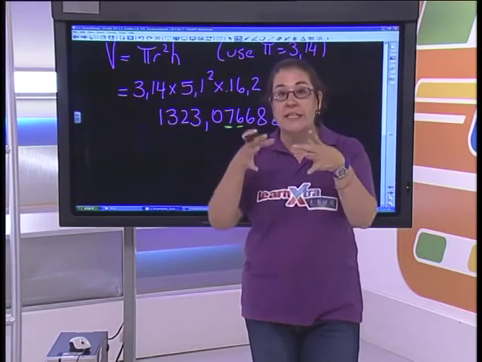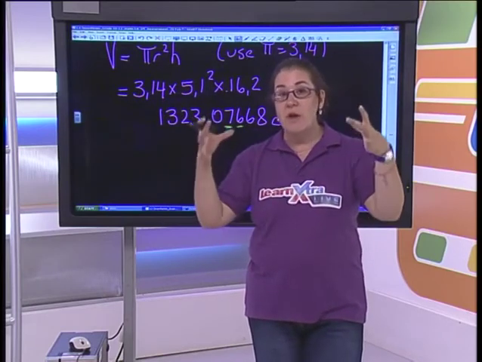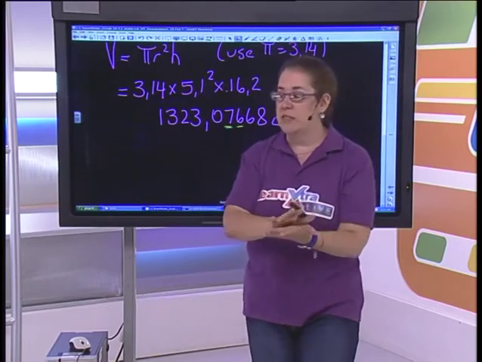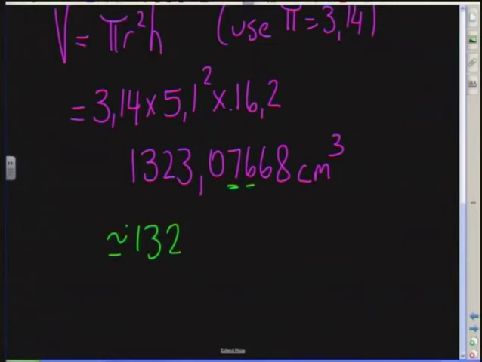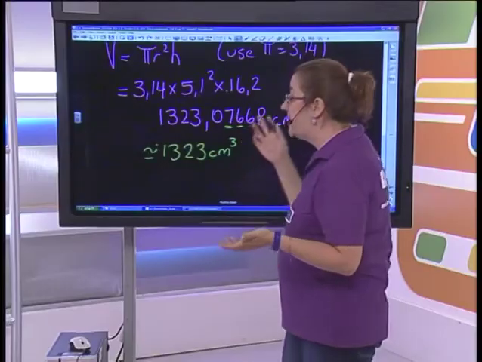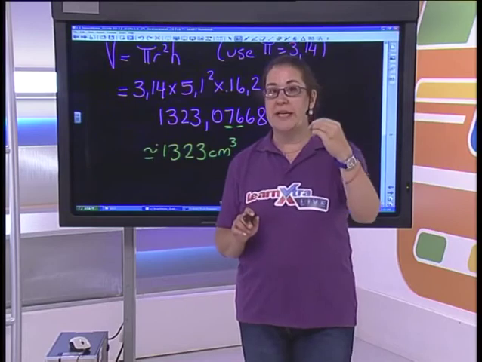I've got a very finite space. So whenever I'm working out the capacity of something, the volume of something, I actually need to round down. So in this case, I'm actually going to make it 1323 centimeters cubed. If you want to make it 0.07, that would also be fine. So be careful with things like that.